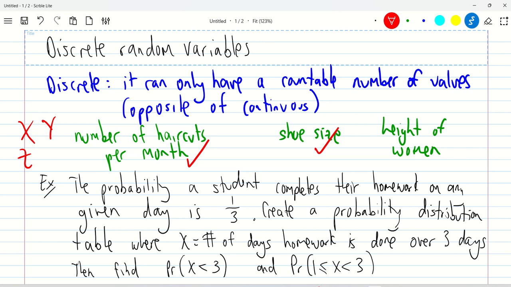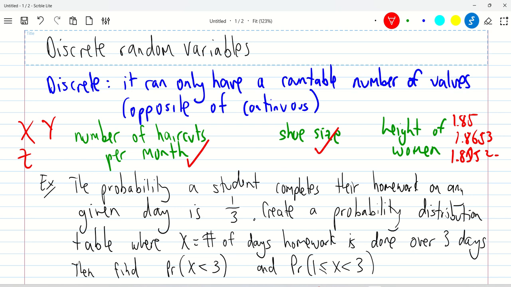How about if you ask someone's height, what could they say? Well, they could say 1.85. They could say 1.8653. They could say 1.865392. Can you see how there's an infinite number of possible responses? And usually when we're measuring something, that's a continuous random variable.